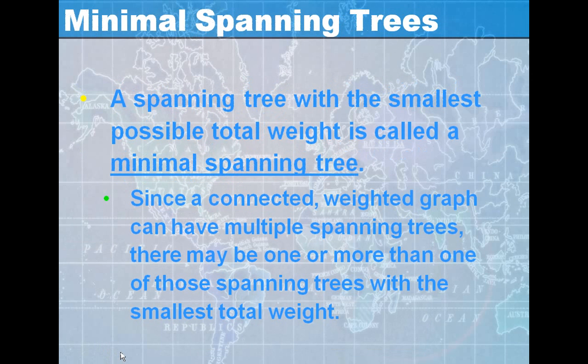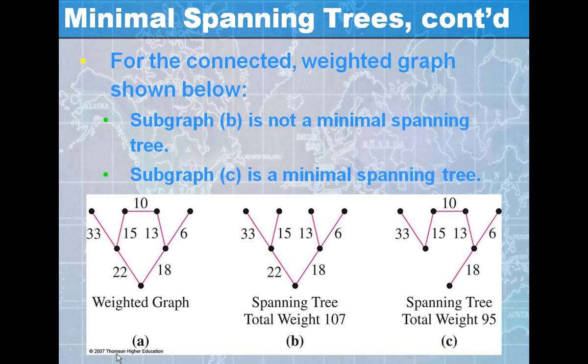A minimal spanning tree, what you want to do is you want to start with the smallest weight, so you're going to have the smallest total weight possible. So here's our original graph, and here's two different spanning trees. Now we don't know whether or not these are minimal spanning trees or not, although we do know that since 107 is bigger than 95, that B is definitely not a minimal spanning tree.